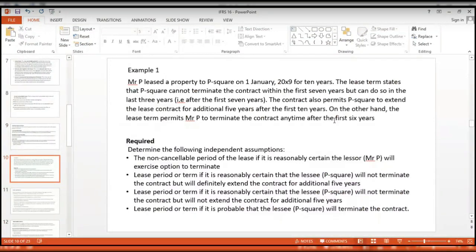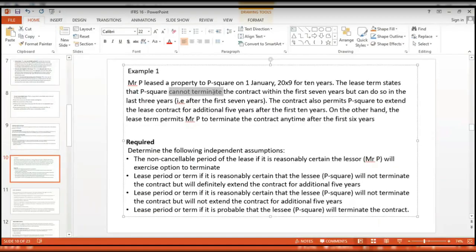On the other hand, the lease term permits Mr. P to terminate the contract anytime after the first 6 years. Required, determine the following independent assumptions. 1. The non-cancelable period of the lease if it is reasonably certain that Mr. P will exercise the option to terminate. If you look at the question, the non-cancelable period is what? It is 7 years. Look at the second sentence. The lease term states that P Square cannot terminate the contract within the first 7 years. That's a non-cancelable period. So the first question here is answered in that sentence.